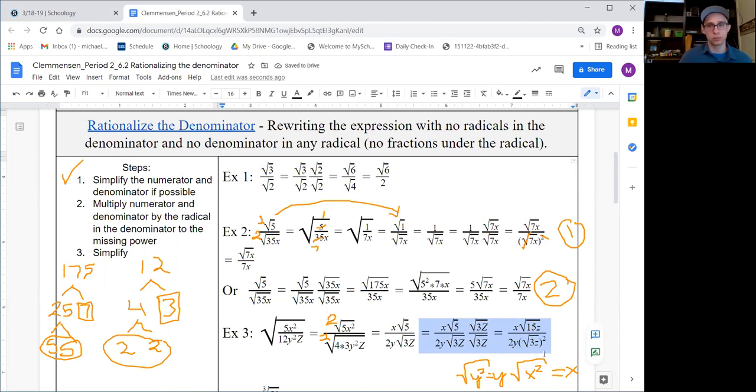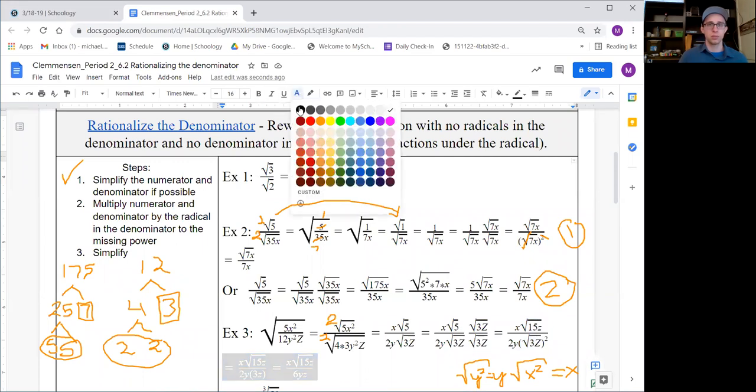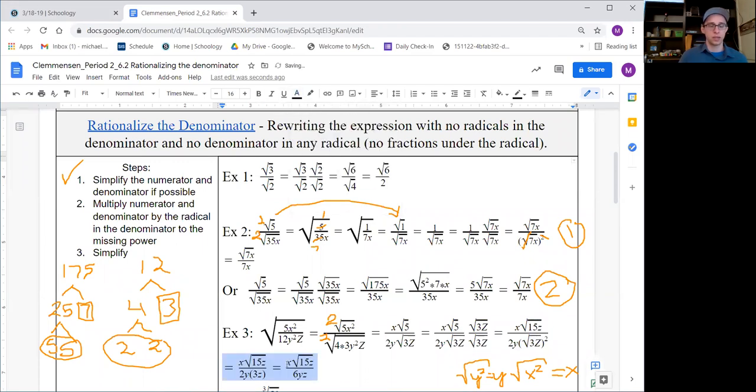15z on top. And then I rewrite this as square root of 3z again on the bottom. Since we have 2 of them, we have it squared. All right. The square root and the square both cancel out. And so I'm left with on the bottom this right here. And so my final answer is x on the outside times the square root of 15z over 6yz. Okay.